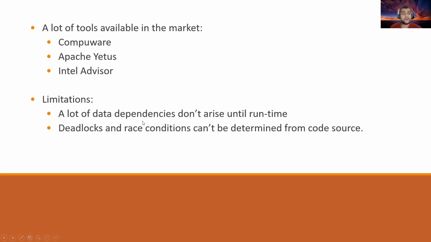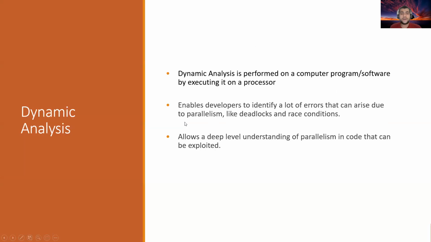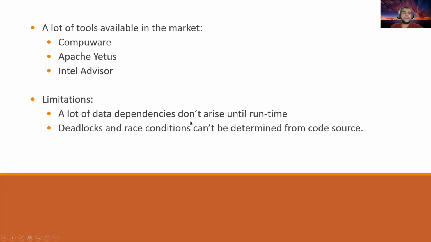So the first thing is that a lot of data dependencies don't arise until runtime. Until you compile the code and actually execute it, you won't even know that some sort of data dependency can exist in the code. So that's a potential limitation. And the same is true for deadlocks and race conditions, because until the code is running, you never know. Maybe midway through execution there can be a deadlock that the analysis couldn't figure out. So that's a limitation. But the advantage is that there is very low overhead cost for this.